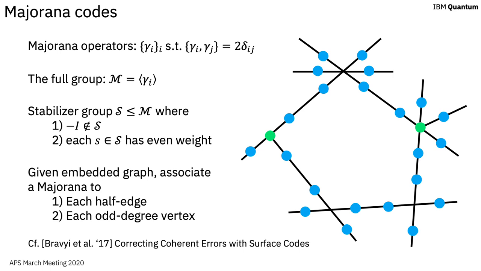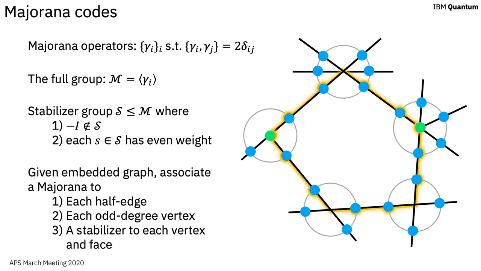That's sort of a physical constraint, that the stabilizers preserve fermion parity. Okay, and so starting from our graph embedding, our rotation system, we associate Majoranas to each half edge and also each odd degree vertex. So this is kind of like what Bravyi et al. do in the paper on correcting coherent errors with surface codes, but they just do it for the rotated surface code. And this is the more general prescription.